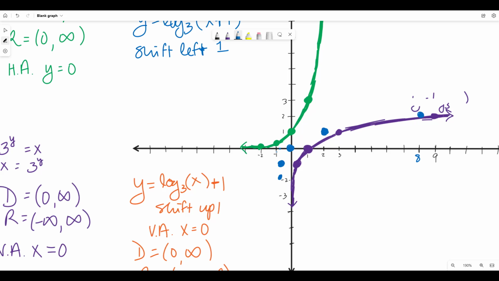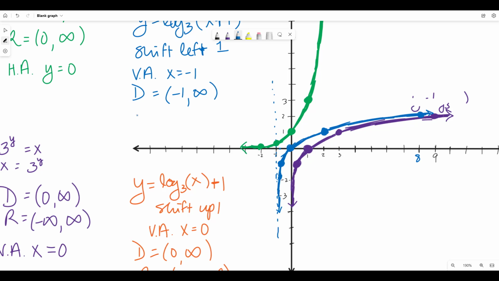And so what happens is that our vertical asymptote, if you shift things left or right, is also going to shift in the same way. So it also gets shifted left 1. The purple graph had a vertical asymptote at x equals 0, so now our blue graph has a vertical asymptote at x equals negative 1, 0 minus 1. And then the domain is also different. So the domain is parentheses negative 1 to infinity. So notice how it matches the vertical asymptote, and the range stays the same, negative infinity to infinity.